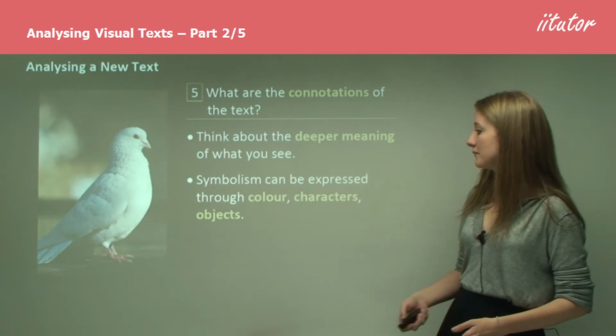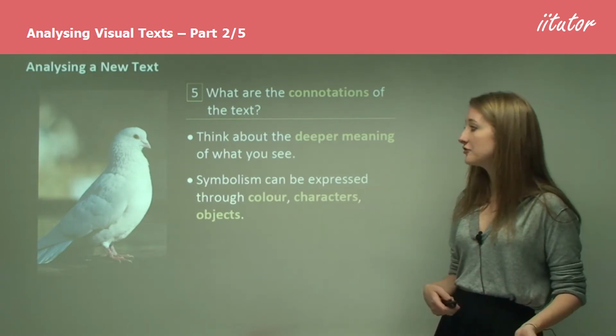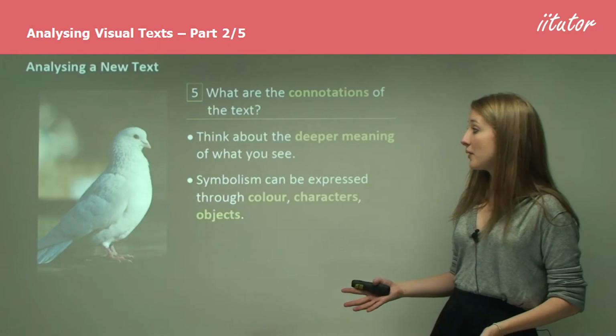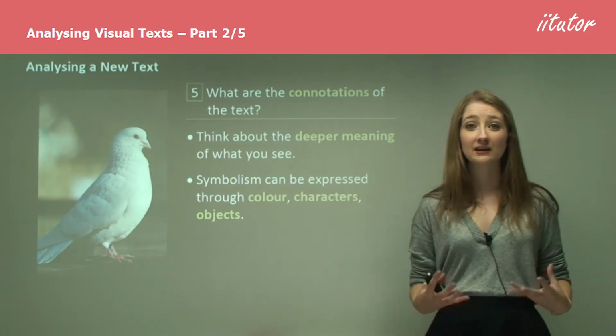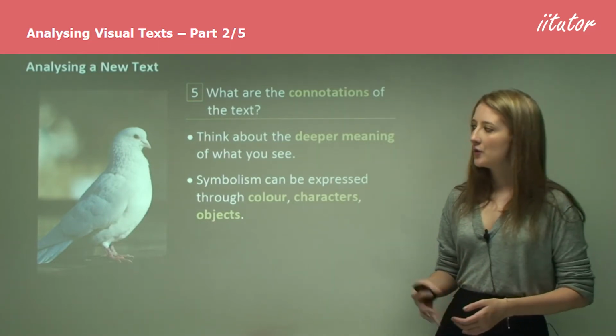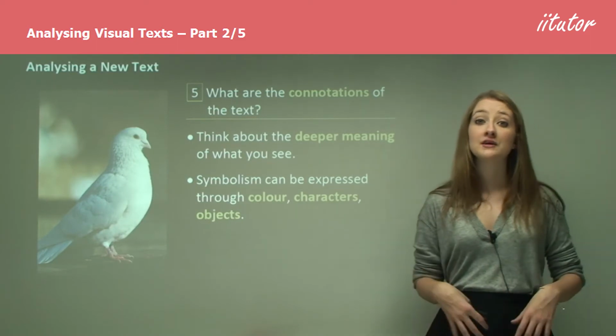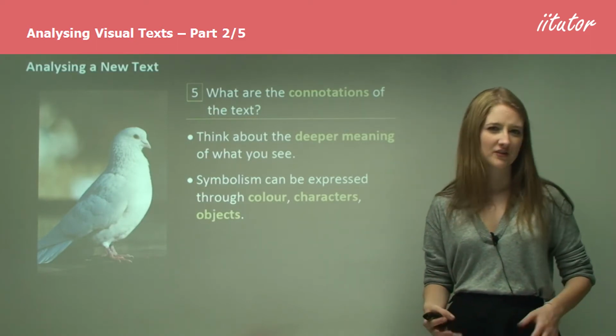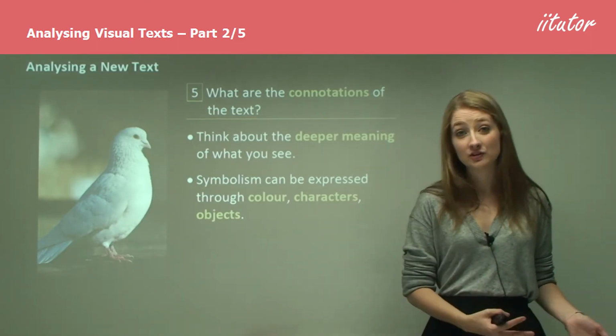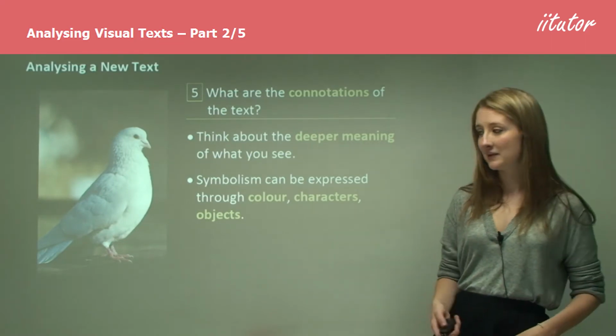So symbolism can be expressed through colour, characters, or objects. So this bird here, for example, doesn't necessarily just represent a bird. You know that it's a dove, and the dove is a symbol of peace. So that's something where an image really has a deeper underlying meaning.